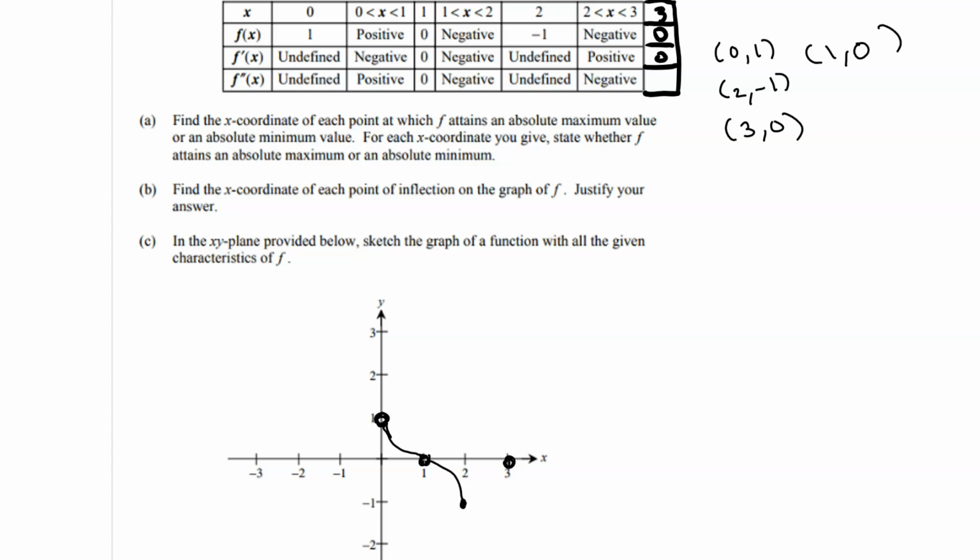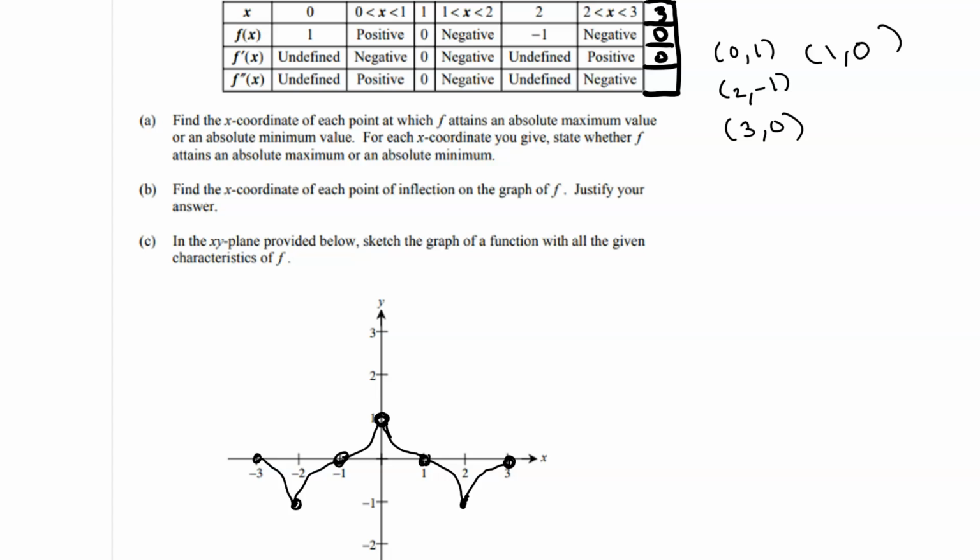And we have from 2 to 3, negative y values, positive second derivative, so we're increasing, and negative second derivative, which means concave down. So since it's symmetric, I can go ahead and make the mirror image. And since I have those pointy pieces, it satisfies my undefined derivatives at 0 and 2.